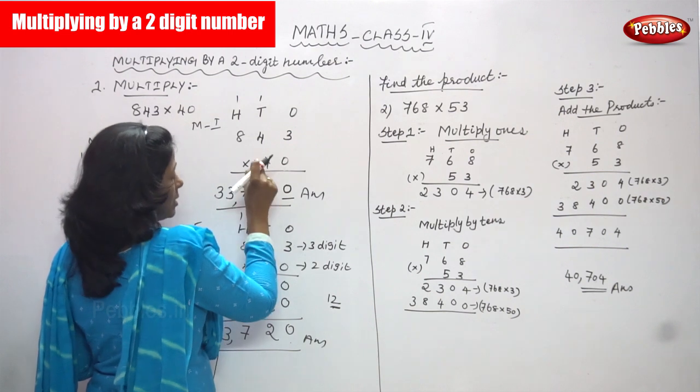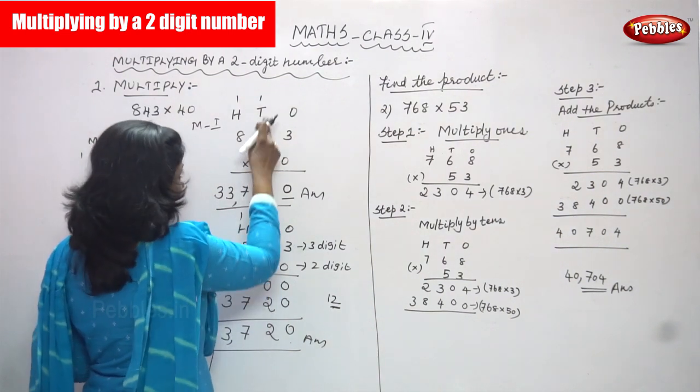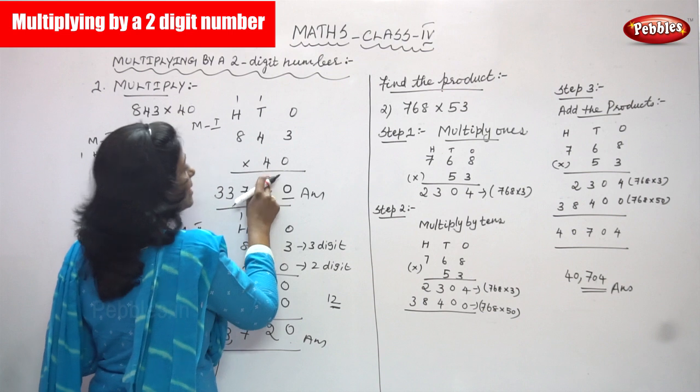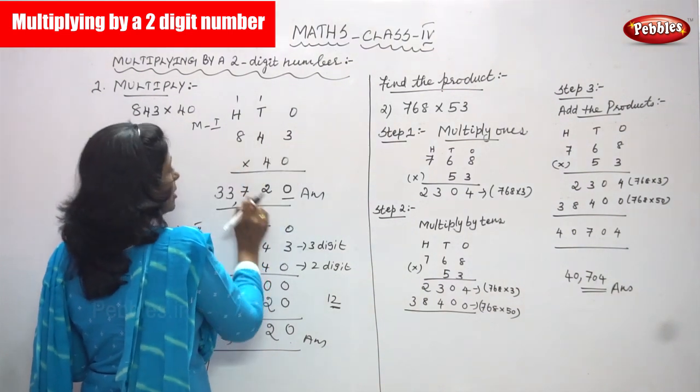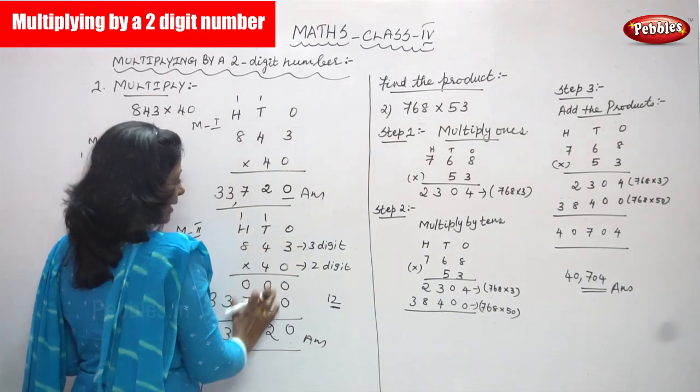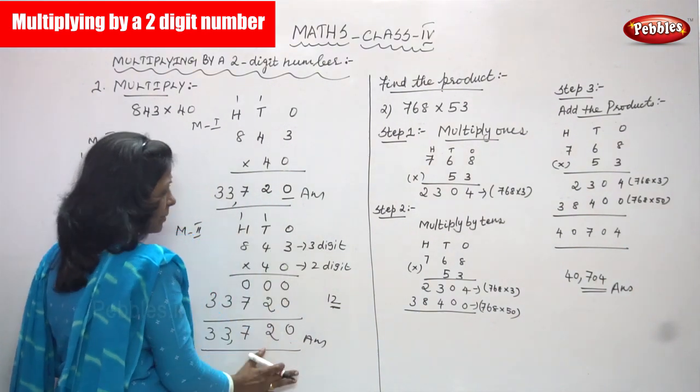Tens place value. What is the number in the tens place? That is 4. I am going to multiply 4 with what? 843. So you can get this answer.